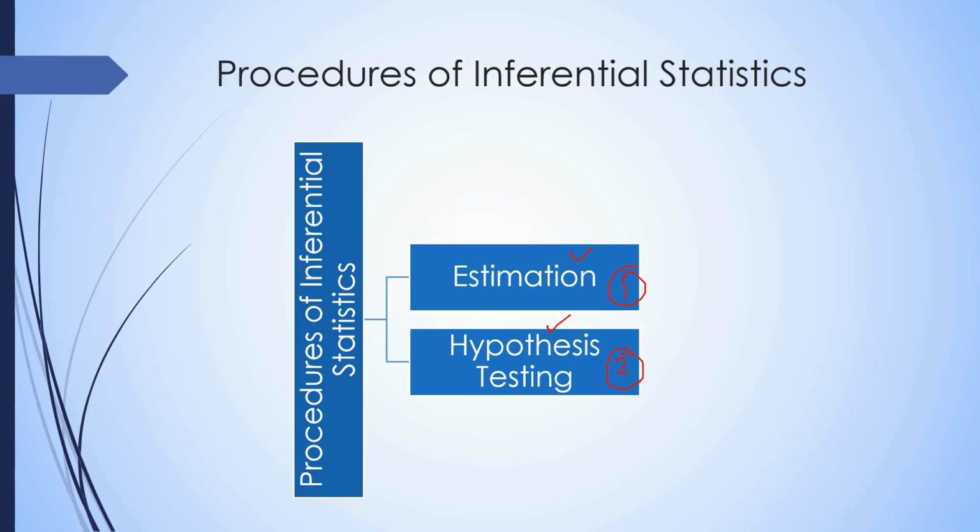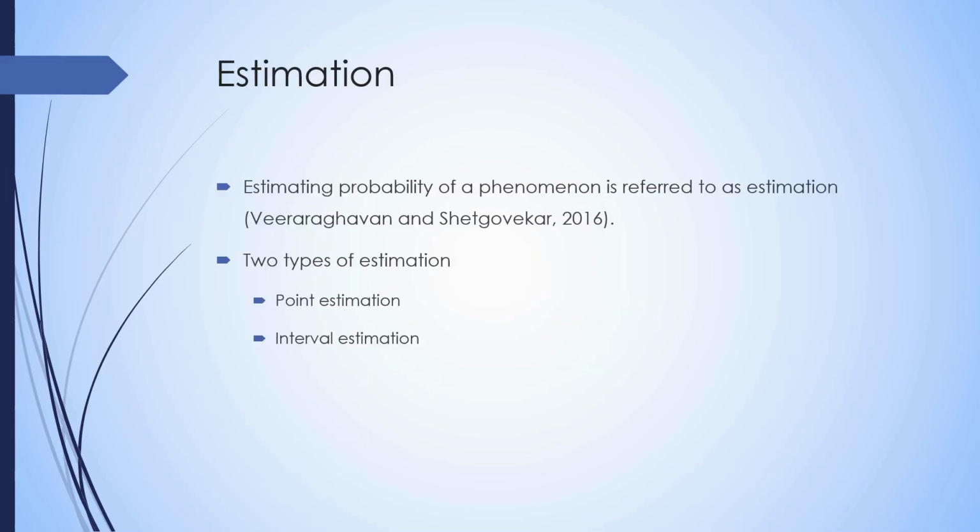The first procedure is estimation. Estimation is estimating probability of a phenomenon. So this definition sounds very easy, that estimating probability of a phenomenon is referred to as estimation. So in simple language, estimating means you are calculating something, or you have all the data and you are making an educated guess about something. This is called estimating. So you are finding out the probability of a phenomenon, or what is the chance that something can happen. This is referred to as estimation.